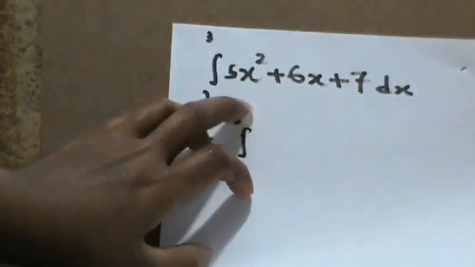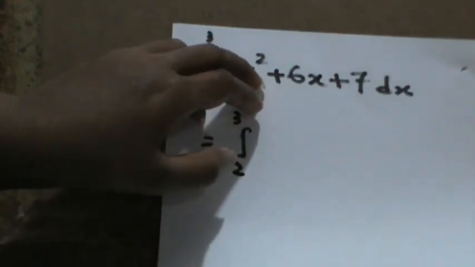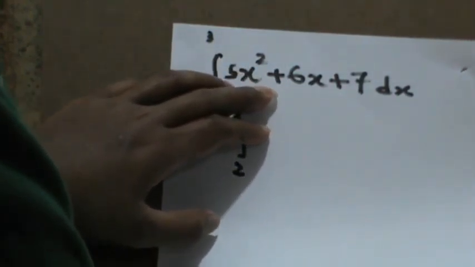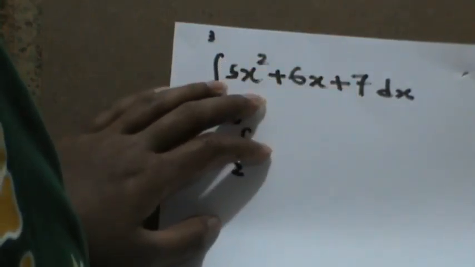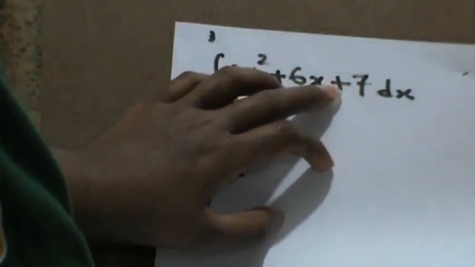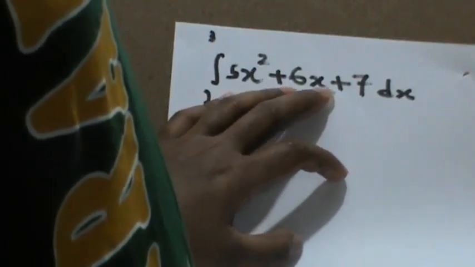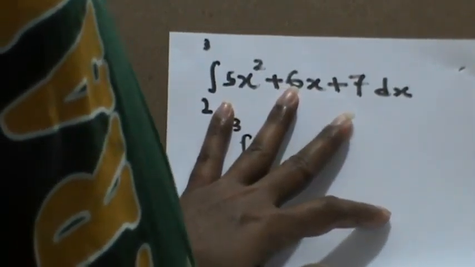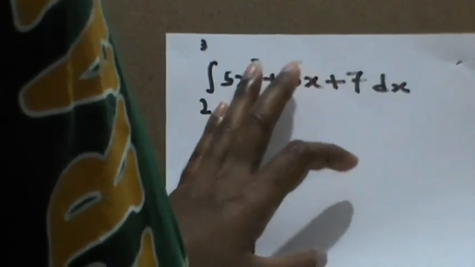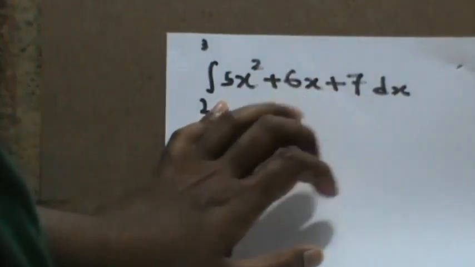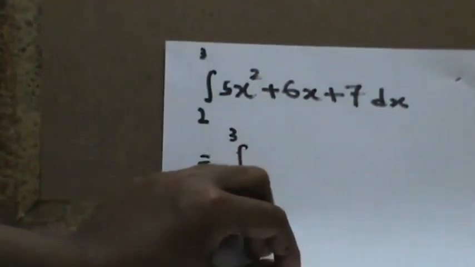From 2 to 3. Now, as I mentioned in my last video about the revision of basic concepts of integration, if you have some function like this with addition or subtraction, as in the case of limits and differentiation and also integration, we have to do the integration separately. So I will do that as the first step.